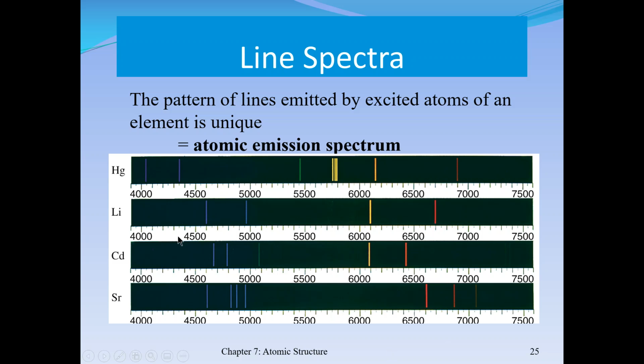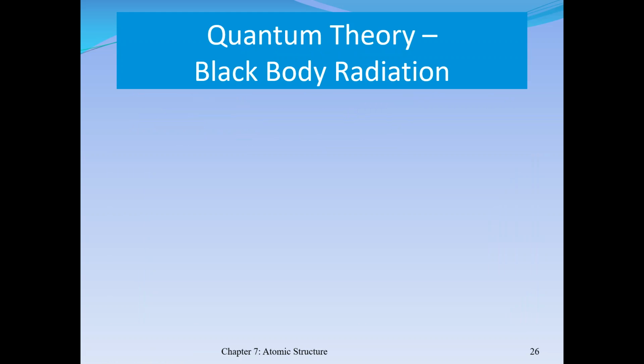Okay, so another term for line spectrum, we call it the atomic emission spectrum, and we're going to see the reason why this terminology, emission, is important when it comes to describing this phenomenon. Okay, so let me stop this video here, and then we'll get into a discussion of the quantum theory as it relates to black body radiation.